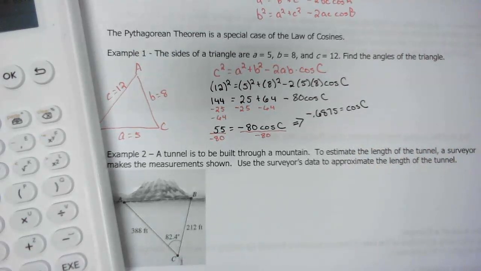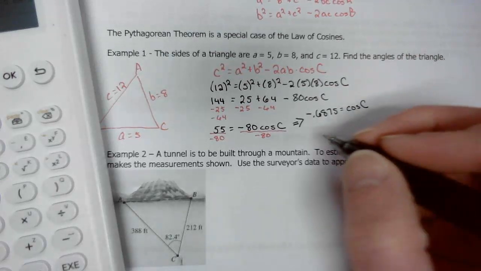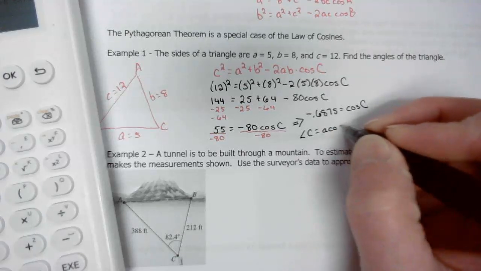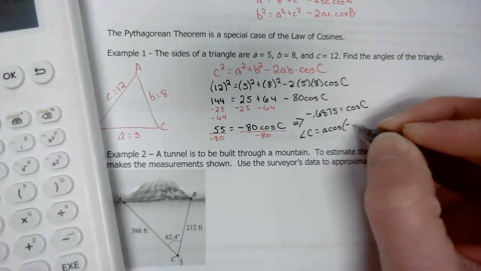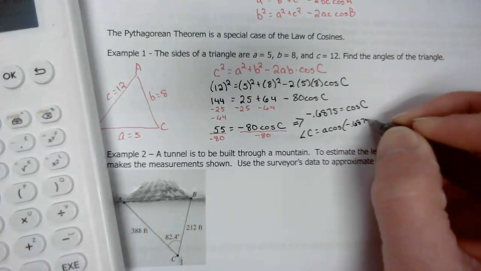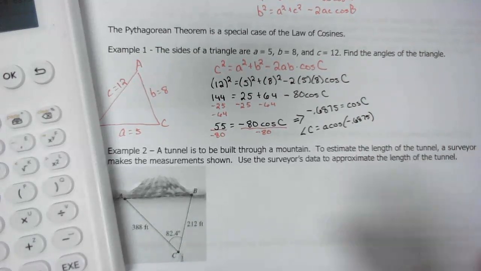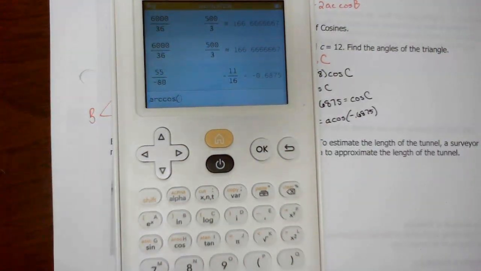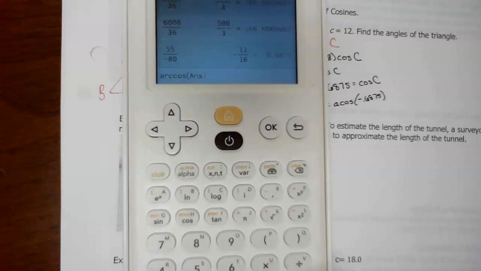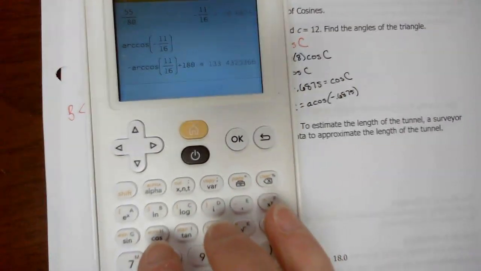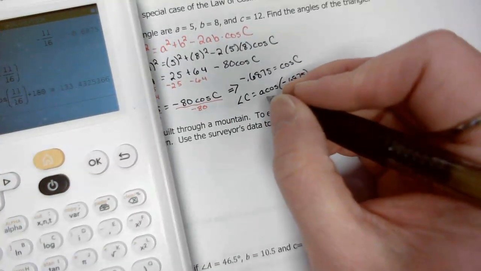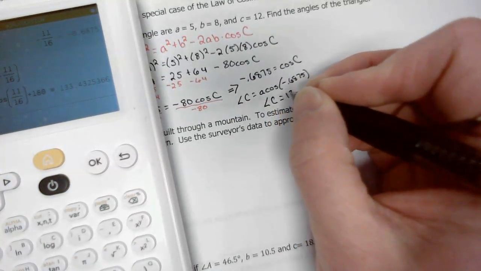So I want to find that angle C, so I'm going to do arc cosine, or a cosine, of negative 0.6875, and that's going to give me angle C. I'm going to do shift cosine, and you can just press the answer button, and I get 133.4. I'll just go one decimal place.